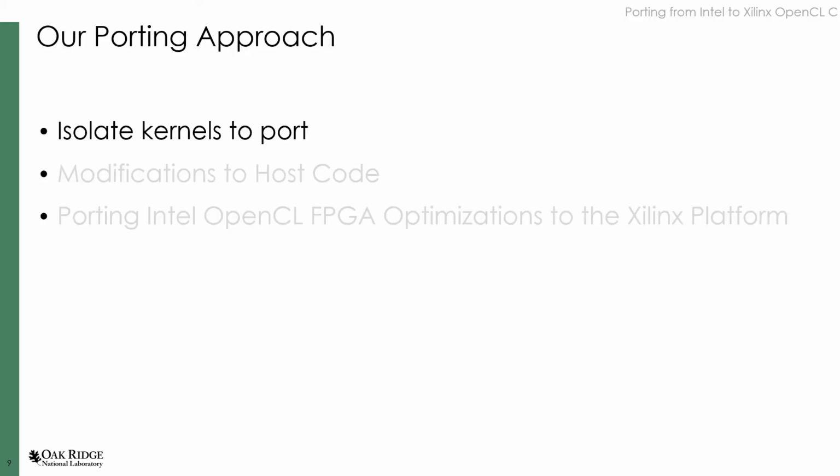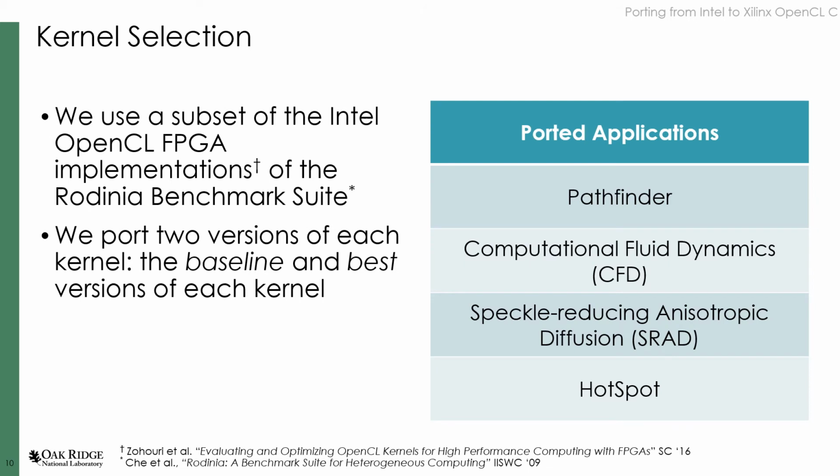Our porting effort can be described in 3 parts. The first part is describing the kernels that we selected for our porting effort. We start with well-studied applications from the literature. Specifically, we select a subset of Intel OpenCL FPGA implementations, created by Zohouri et al., of the Rodinia benchmark suite. The applications we selected are shown in the table on the right.